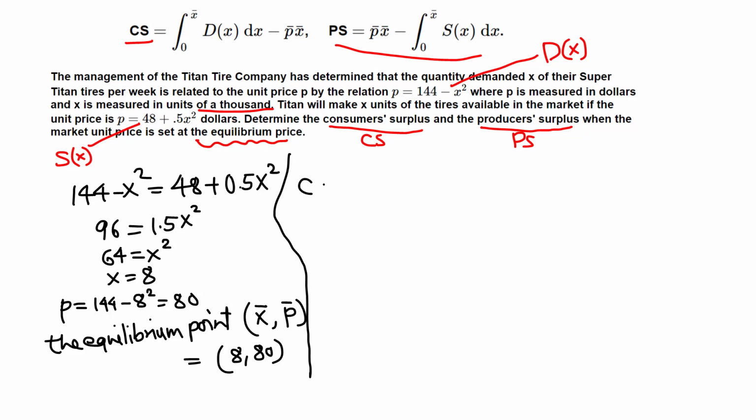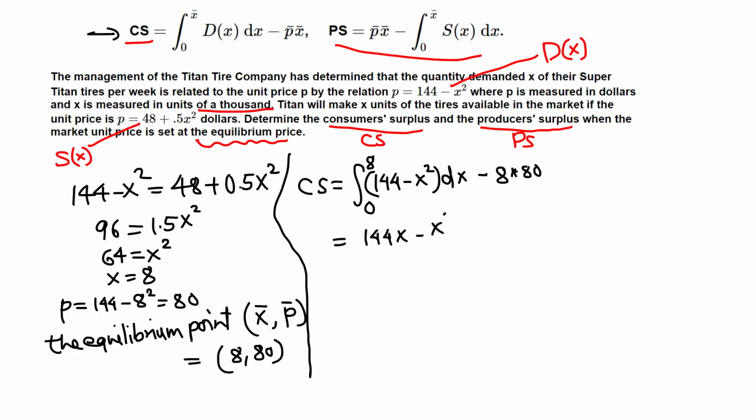Let's first find the consumer surplus. Look at this formula. I'm applying this from 0 through x bar, which is 8, of the demand function, 144 minus x squared, and we want to integrate with respect to x, minus p bar x bar, 8 times 80. Let's integrate. 144, just the constant, means 144x, minus x squared, whose antiderivative is x cubed over 3. Now we need to evaluate this from 0 through 8, minus 8 times 80, that's 640.